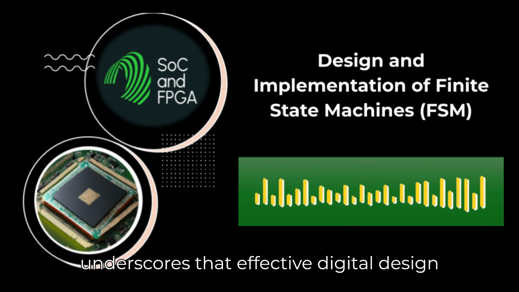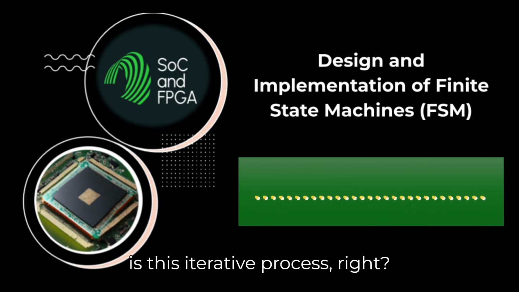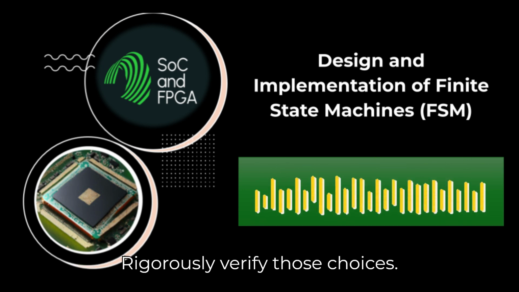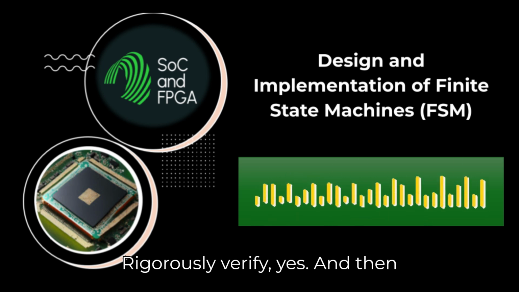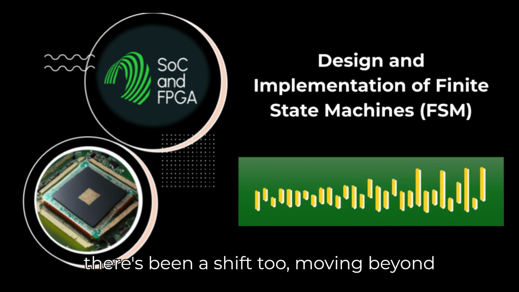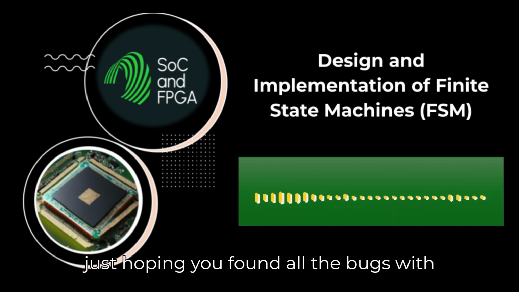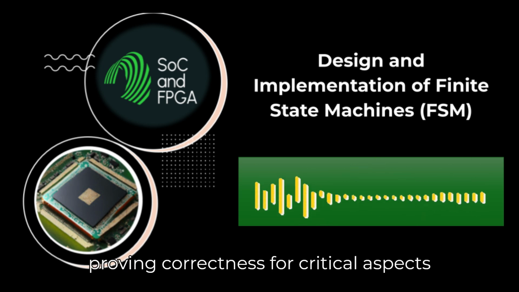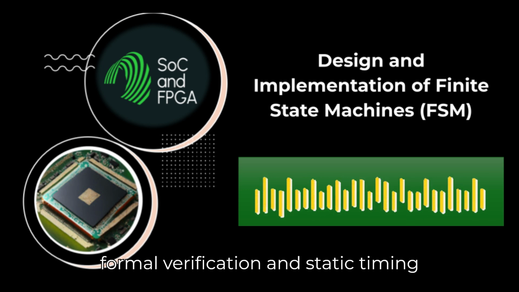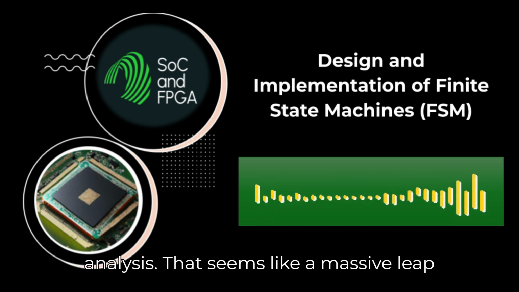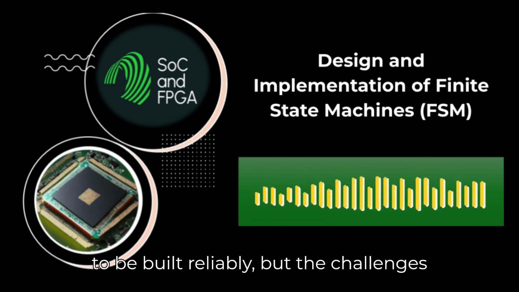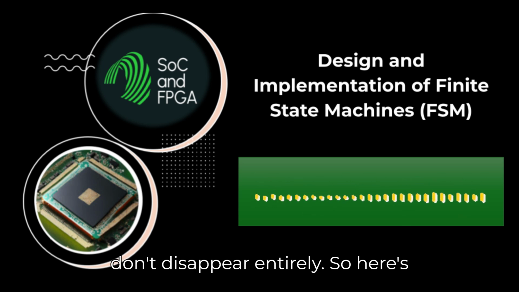And it really underscores that effective digital design is this iterative process, right? Understand the problem, make informed choices based on these trade-offs, rigorously verify those choices. Rigorously verify, yes. And then constantly optimize. It feels like there's been a shift, too, moving beyond just hoping you found all the bugs with simulation. Definitely. To actually proving correctness for critical aspects using powerful analytical tools like formal verification and static timing analysis. That seems like a massive leap in confidence for designers. It truly is. It allows for much more complex systems to be built reliably, but the challenges don't disappear entirely.